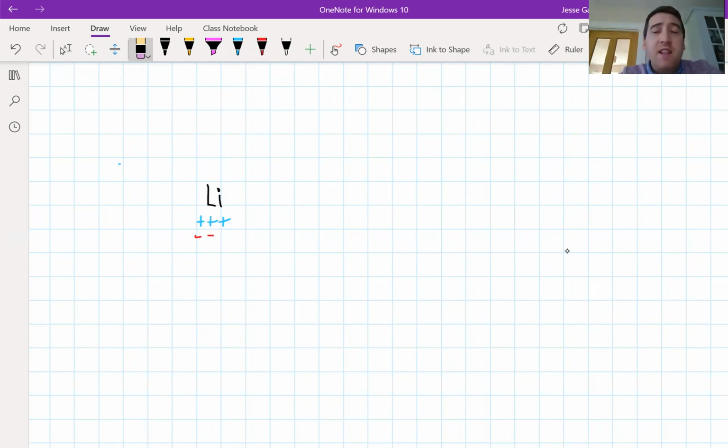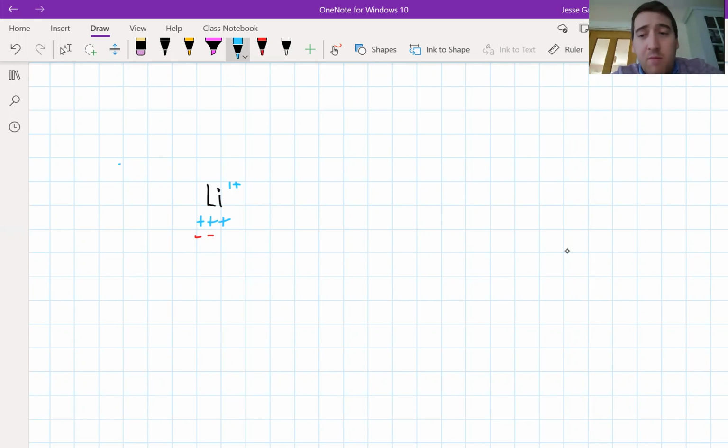If lithium loses an electron, then we would show that this is now a lithium that has 3 positive charges and only 2 negative charges. So now the charges aren't balanced anymore. We would describe this as a lithium atom with a 1 plus charge. It's got 1 extra positive charge net, so if we're looking at the overall amount, it's got an extra positive charge.